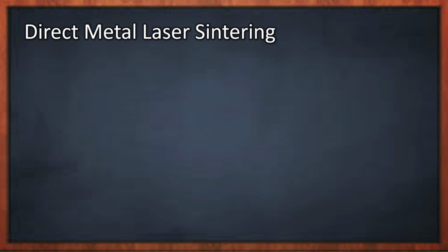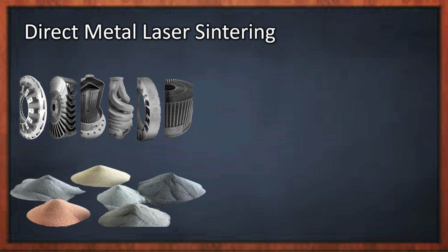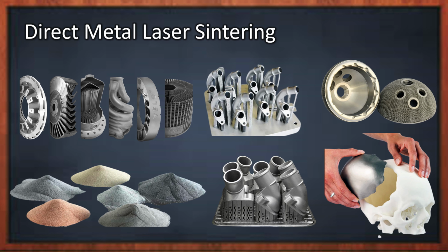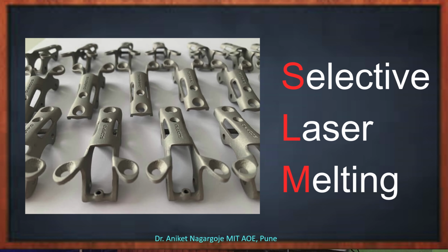Direct metal laser sintering is tailored for sintering metal powders rather than polymers. DMLS facilitates the fabrication of intricate metal components suitable for aerospace, automotive, and medical sectors, where robust metal parts are essential. Next process is selective laser melting.